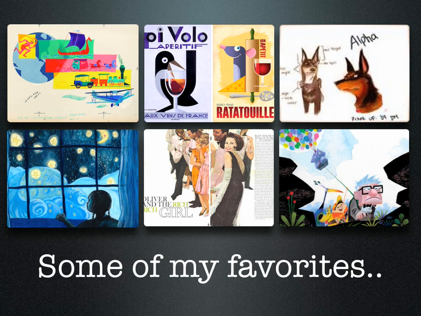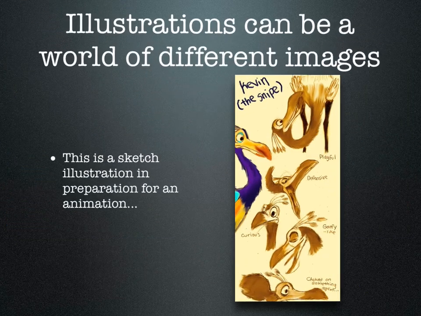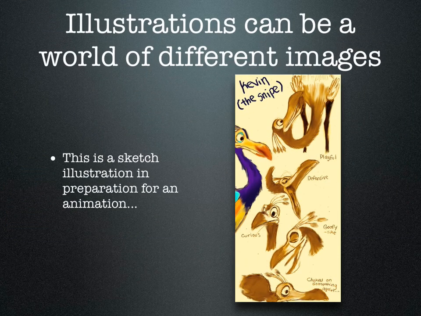The middle bottom is exactly what I stated before. It is an illustration of a newspaper article, possibly a magazine article. Bottom right is another character development image for the movie Up by Disney Pixar. Something I'm a little fixated on right now, so it's in a lot of these examples. So like I said, it can be a multitude of different images.